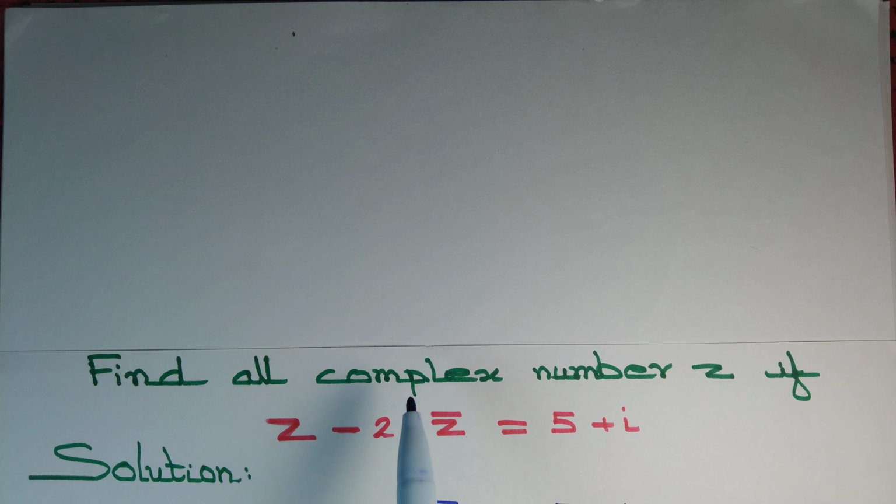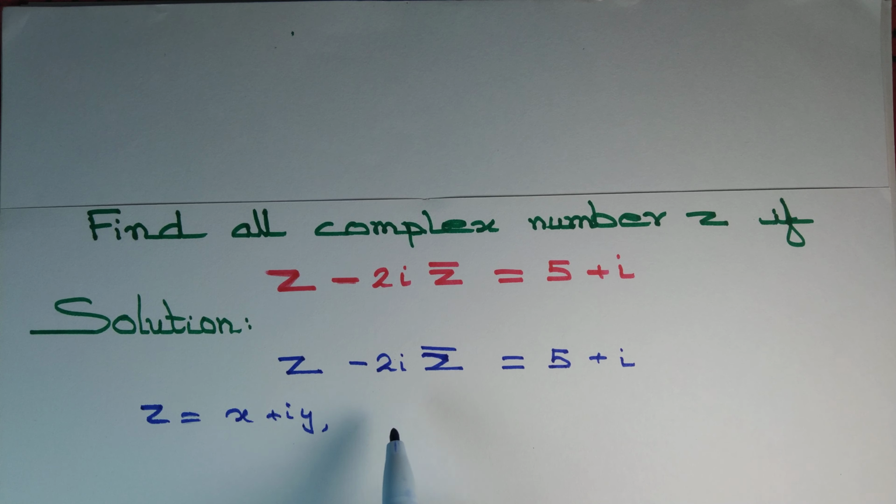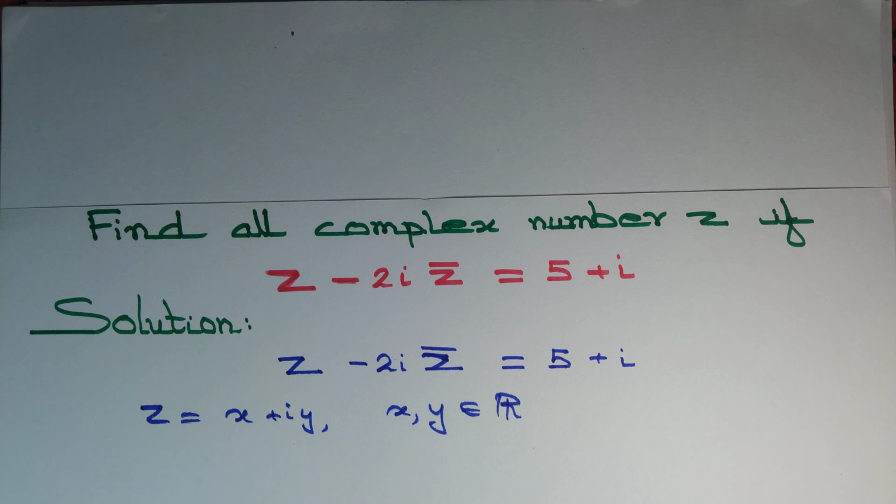Let us find all complex numbers z such that z minus 2i times z bar equals 5 plus i. So we want to solve for all complex numbers z, but we know that any complex number z can be written as z equal to x plus iy, where x, y are real numbers. Any complex number can be written in this type.